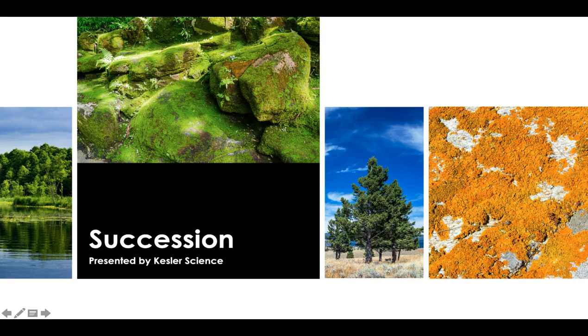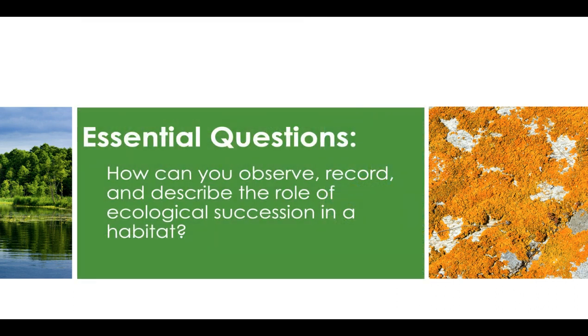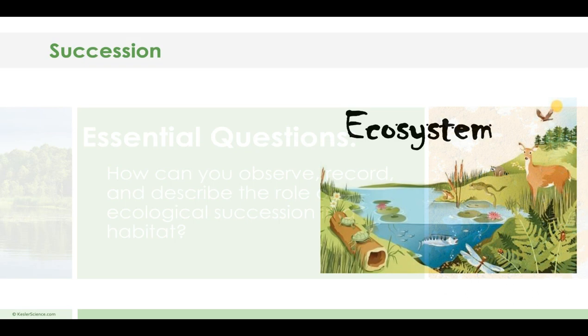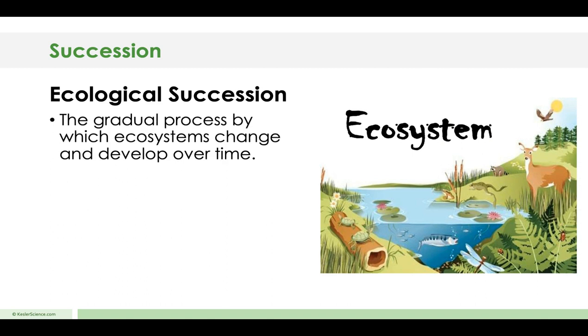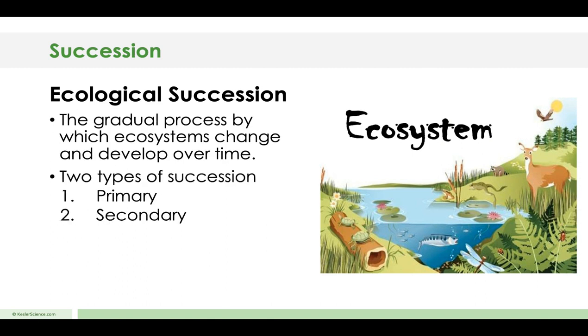Today, we're going to be talking about a new concept in our ecology unit called succession. Our essential question for this unit is: how can you observe, record, and describe the role of ecological succession in a habitat? So let's first talk about what ecological succession is. Ecological succession is the gradual changes that we see in an ecosystem over time. There are two types of ecological succession: primary and secondary.